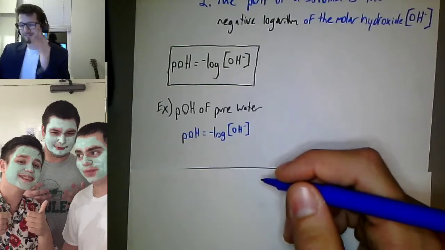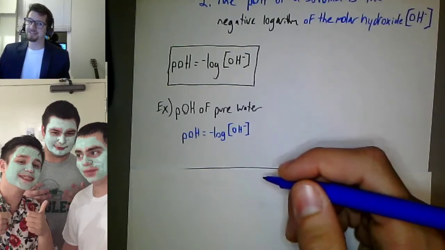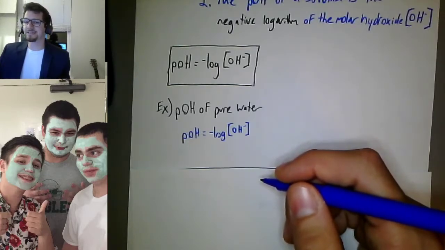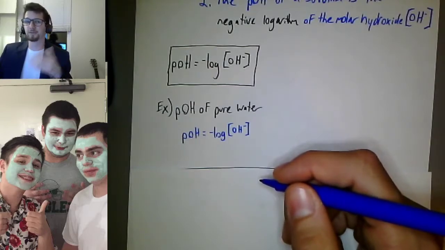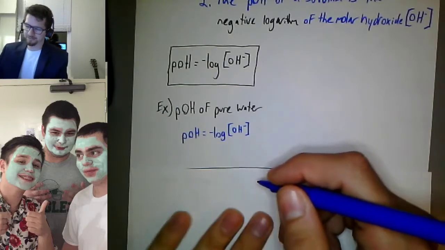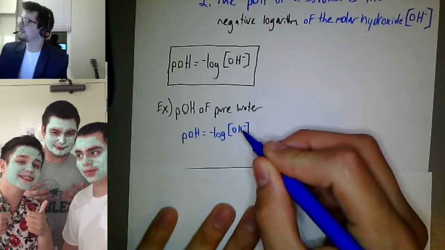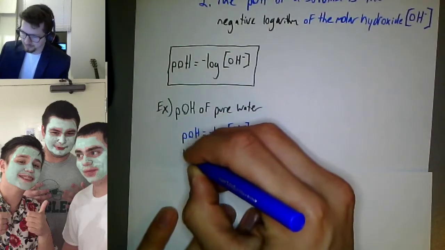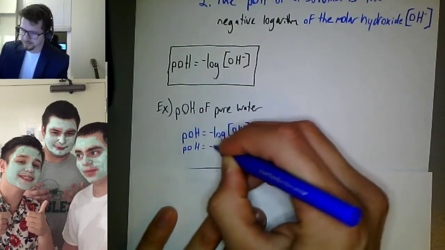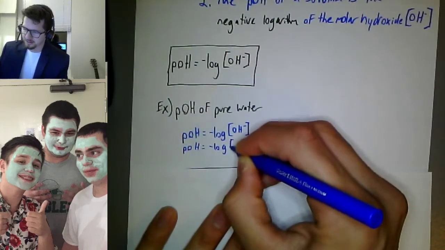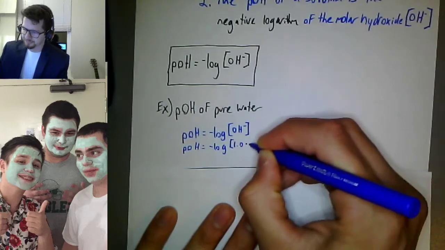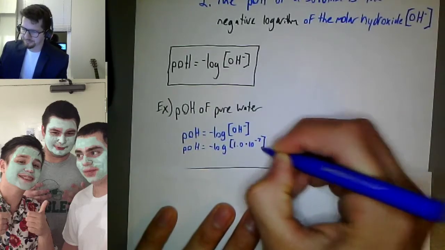That was a quiz question. And that the KEQ is 1.0 times 10 to the negative 14th. That was directly in our notes. So I just have to plug my number in right here. pOH equals negative logarithm of 1.0 times 10 to the negative 7th.